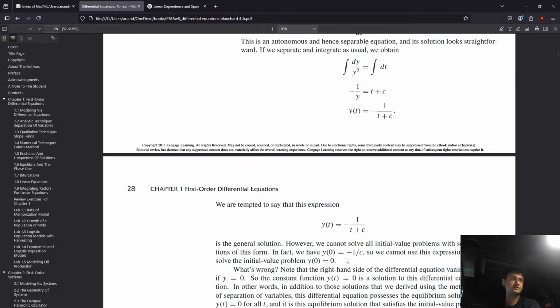If we have y of 0 is equal to minus 1 over c, we can't... The equilibrium solution is not like that. So y of 0 equals 0.